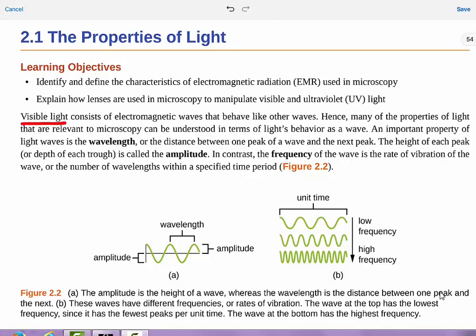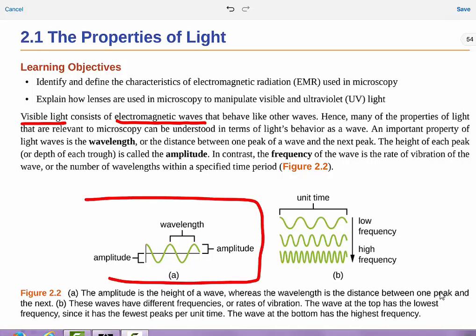So visible light consists of electromagnetic waves that behave like other waves. You can see this is a wave down here. The properties of light that are relevant to microscopy can be understood in terms of light's behavior as a wave. So there are packages of photons, packages of light that act as waves. One important property of the light wave is called wavelength, which is defined as the distance between one peak of a wave and the next peak.